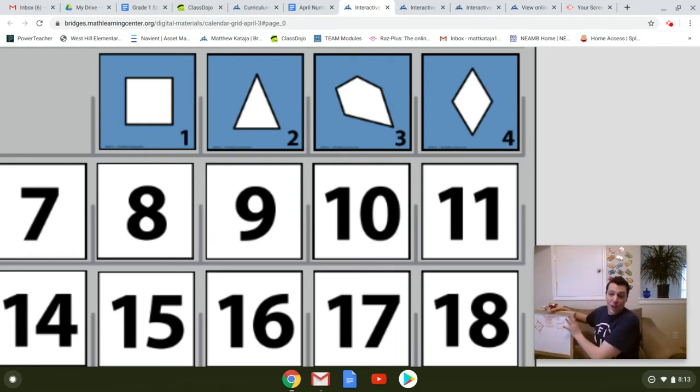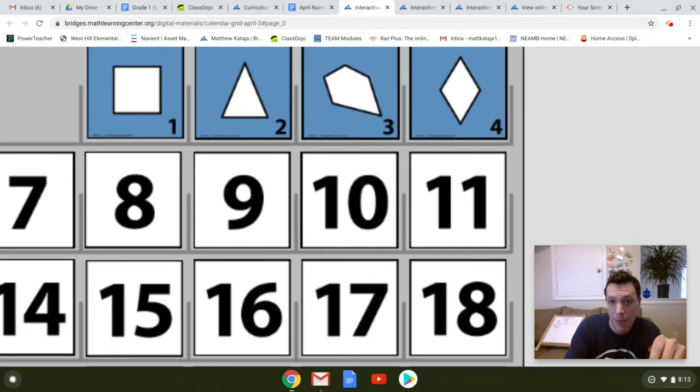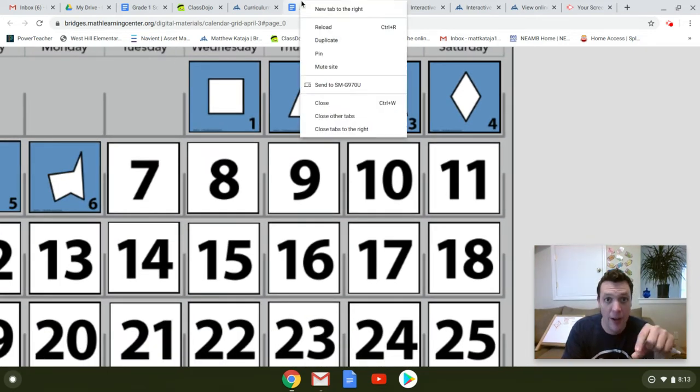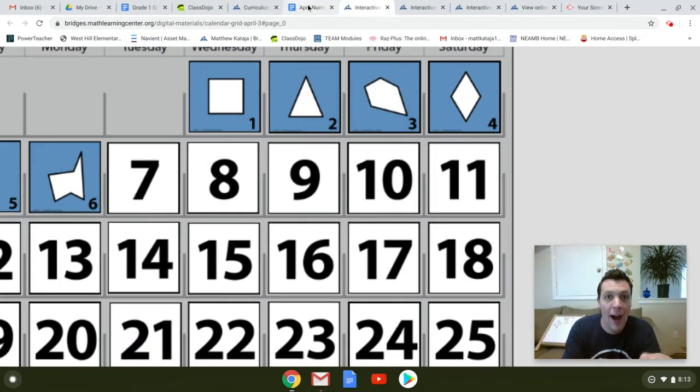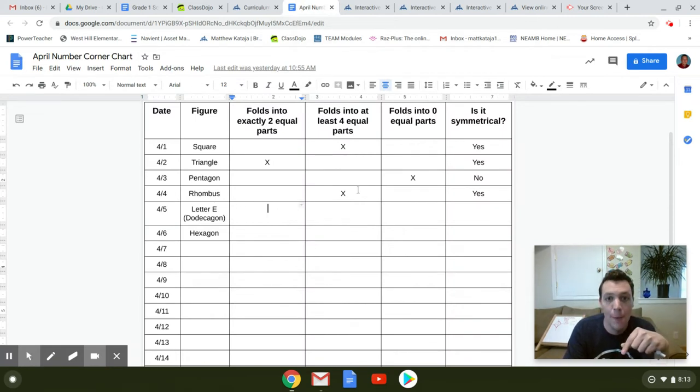What was the other shape that could fold into 4 equal parts? Remember, it was our square. So these quadrilaterals are special and a little bit different. And that is why I put an X on the rhombus: it folds into 4 equal parts. The only other one that can do that was our square. You'll notice the only shape that repeated was the quadrilateral. Square and rhombus are special types of quadrilaterals. We know a quadrilateral is a 4-sided shape, and there are a lot of different kinds of them. So yes, it's symmetrical. It folded into 4 equal parts.